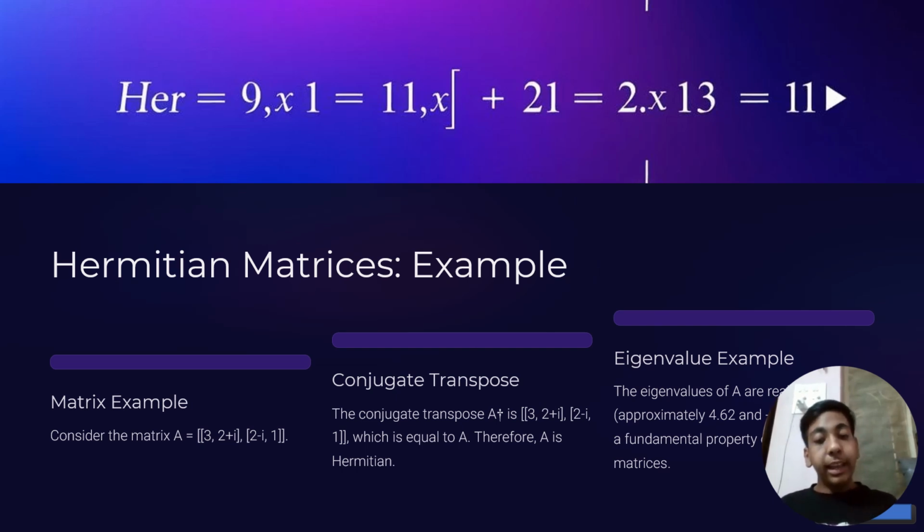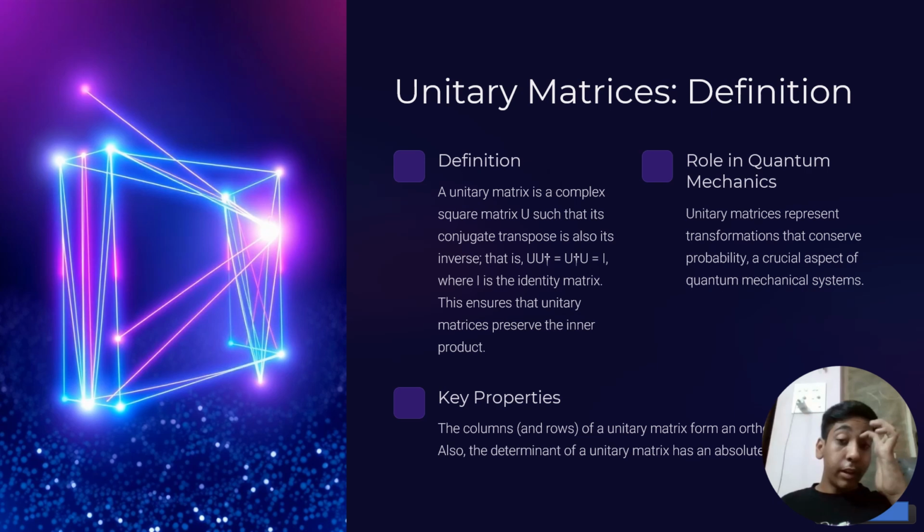Which is equal to A. Therefore, A is Hermitian. Means if you give A, then we have to find its conjugate. Then, its eigenvalues are real. And further, we find the unitary matrix definition.